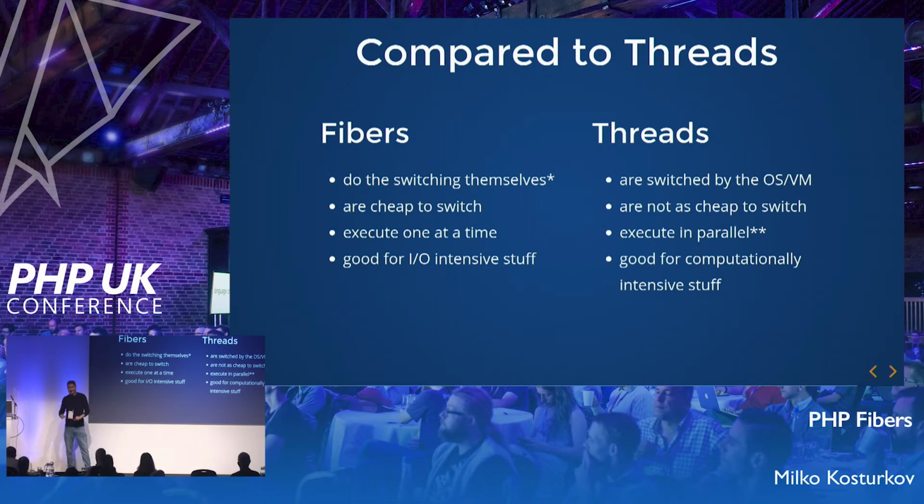Threads, on the other hand, may be executed in parallel. Now, this again depends on the virtual machine that you're using or the operating system. It depends whether you actually have a multi-core processor or a bunch of processors. If you have more than one CPU, you can actually execute code in parallel. You cannot do this with a fiber. The fiber executes one thing at a time in one thread.